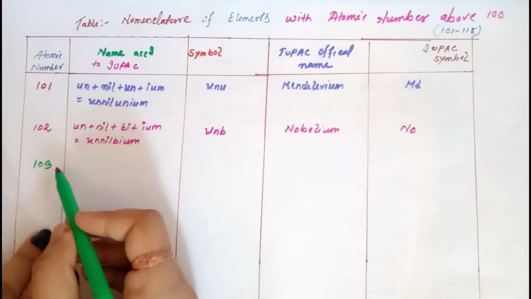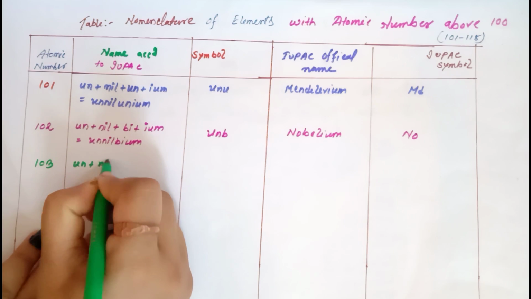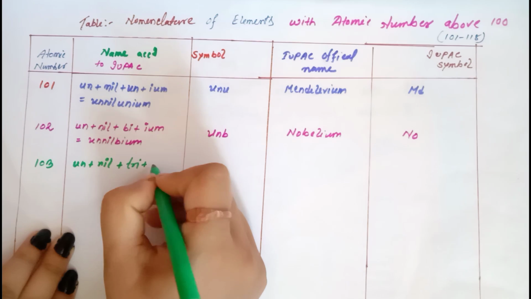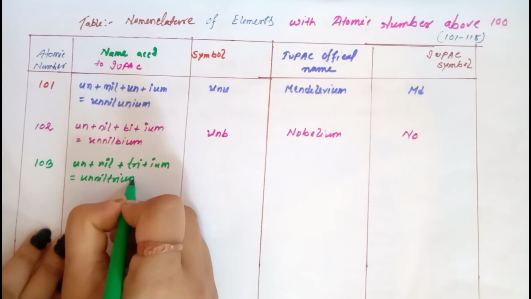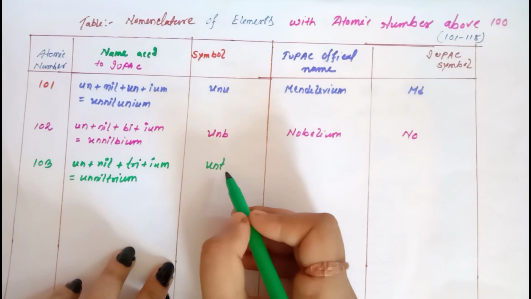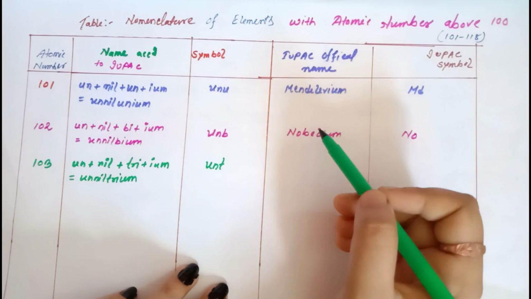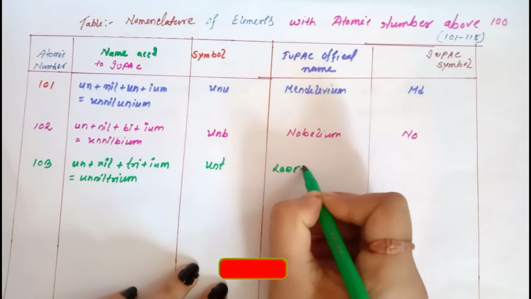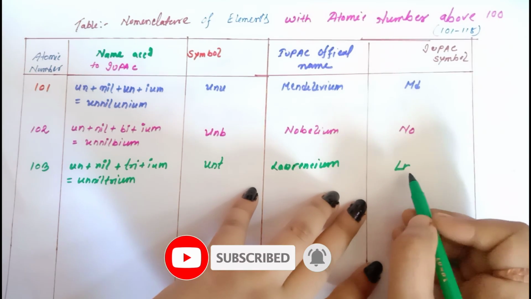Next atomic number is 103. So it is named as un plus nil plus tri plus ium. Unniltrium. It is symbolized as Unt, and according to the IUPAC official name, it was named Lawrencium, and it is symbolized as Lr.